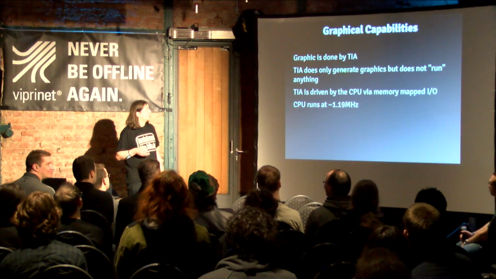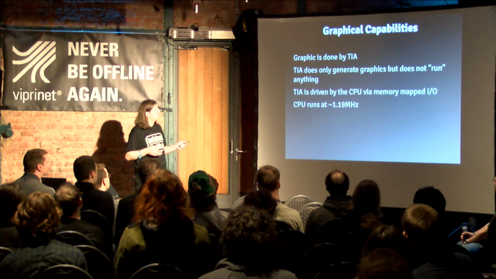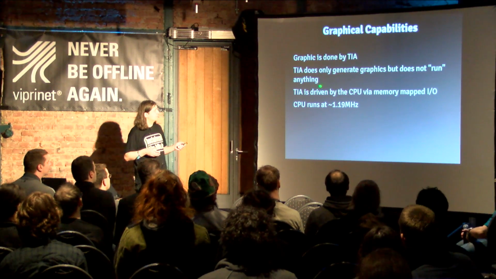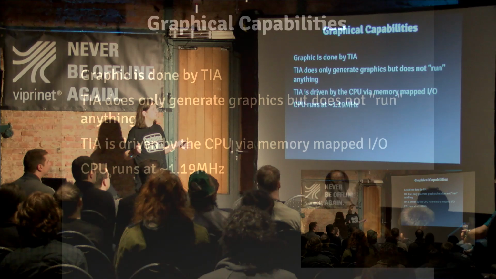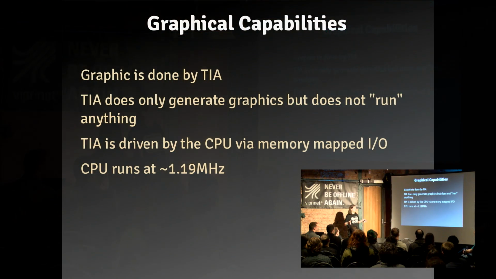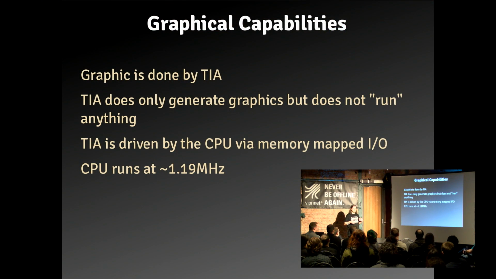So graphics is done by the TIA. The TIA only generates the graphic, but does not run anything. So you can't just provide anything in there and say, let's move a sprite from A to B or something like this. It's just driven by the CPU completely. And the CPU runs at 1.2 megahertz, which is about 20% faster than the PAL or the C64.